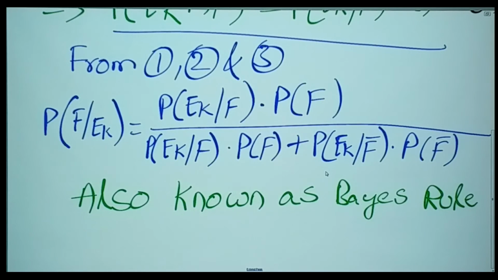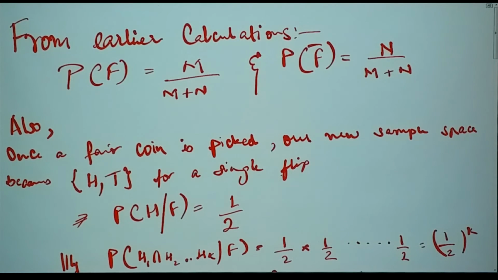A posteriori probabilities are the probabilities of the input occurring after measuring the output, and the a priori probabilities are the probabilities of your input occurring. So from our earlier calculations, we found that the probability of picking a fair coin is equal to m by m plus n, and similarly the probability of picking an unfair coin is equal to n by m plus n. So once we pick a fair coin, we can see from our intuition or by calculating the sample space that the probability of getting a heads on our trial is equal to 1 by 2. Since we have two outcomes in our sample space, a heads or a tails, and we want a heads, the probability of getting a heads on a fair coin is equal to 1 by 2.